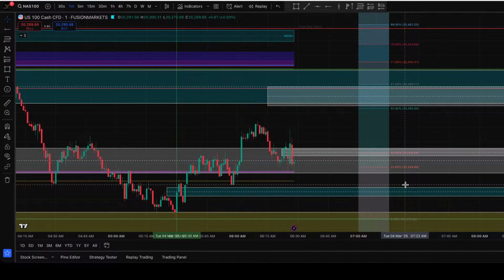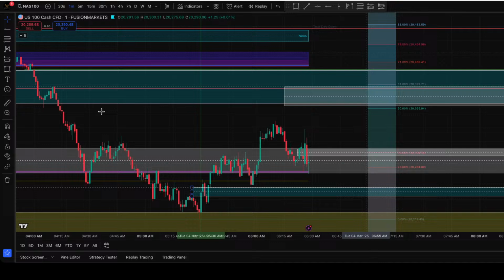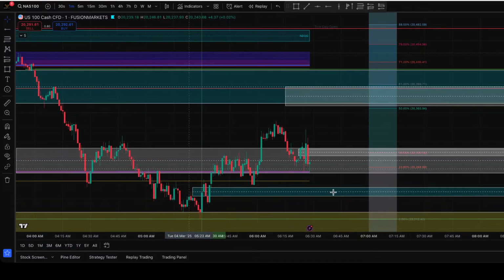Let's see. Remember, we don't make a move until that manipulation move is made. I want to see, is it going to sweep down here and then come up here? Or is it going to sweep up here and then set up for a push down?